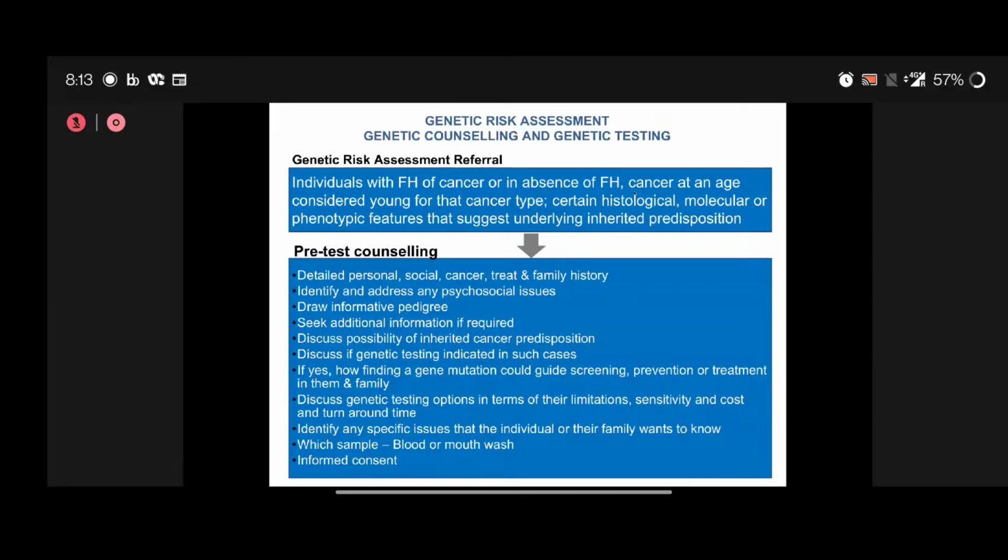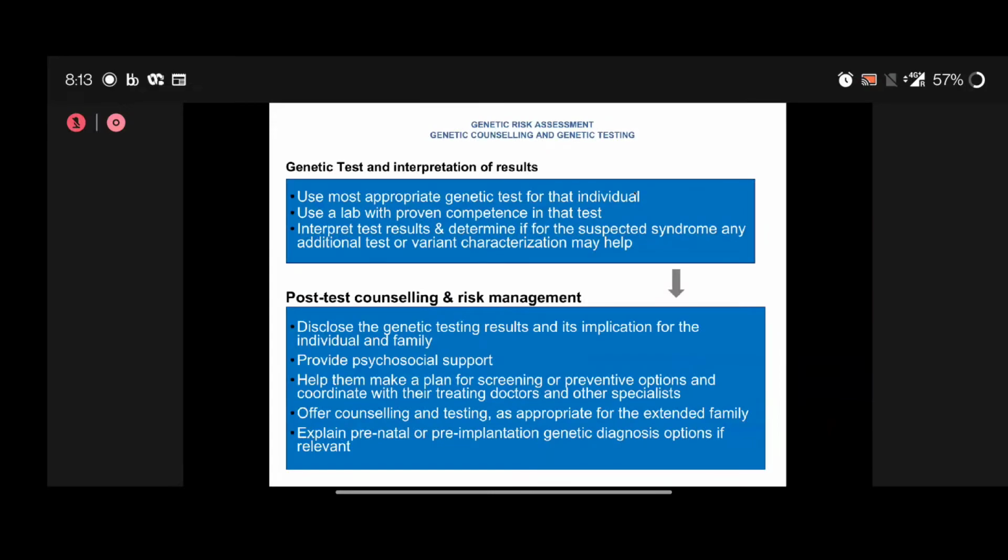Then pre-test counseling: it has to include a detailed personal, social, and cancer history, treatment, and family history. Identify and address psychosocial issues. So ideally, if someone has a significant family history or is young, or has a very high chance of having a mutation, all these issues should be dealt with in great detail. I won't go into the details right now. Then for genetic testing, as I mentioned, use the most appropriate genetic test for that person. Use a lab with proven competence in that test, and interpret test results and determine if it explains the findings or you need additional tests. And post-test counseling is very important.